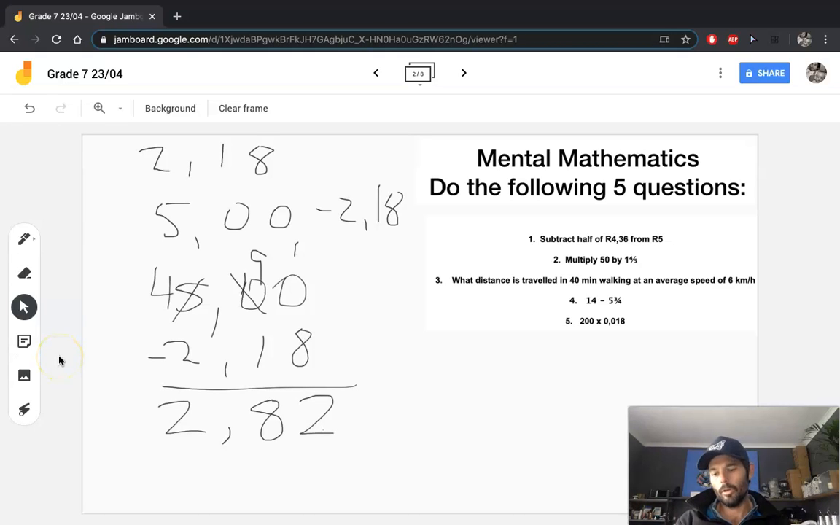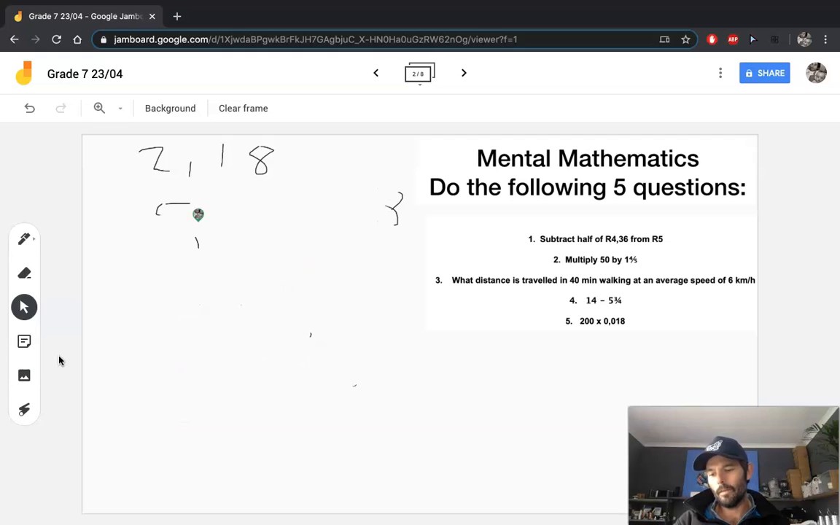My next question was to multiply 50, which is a whole number, by 1 and 4 over 5, which is a fraction. Okay, so what I would have done here is I would have said 50 over 1.